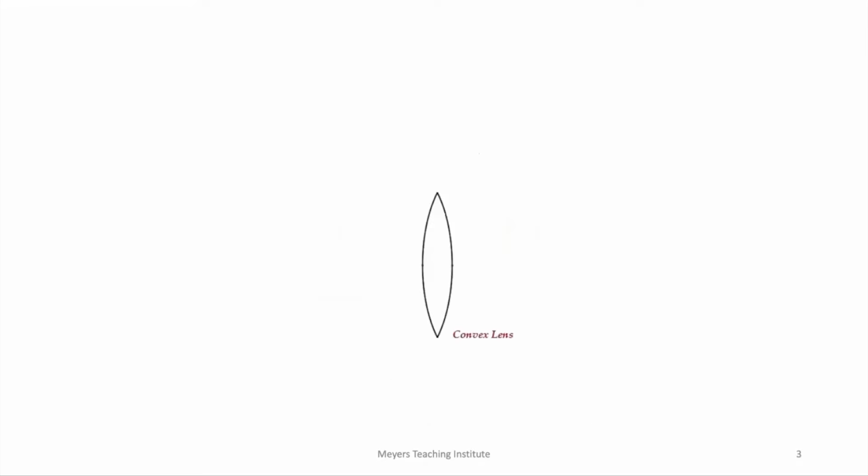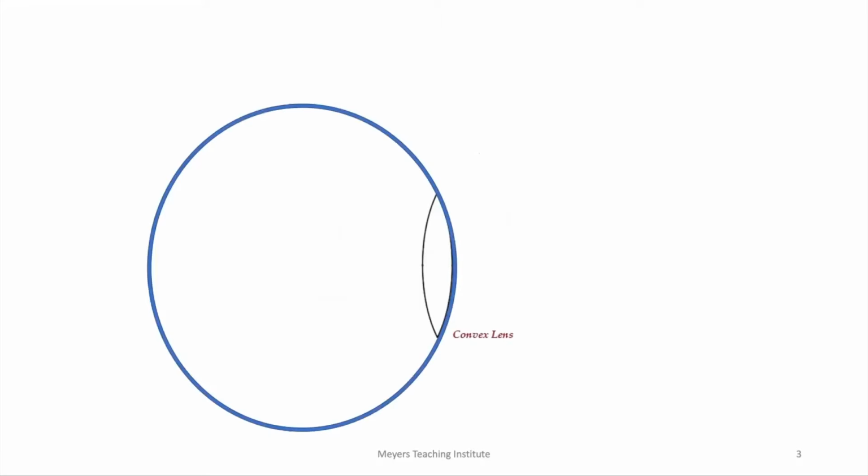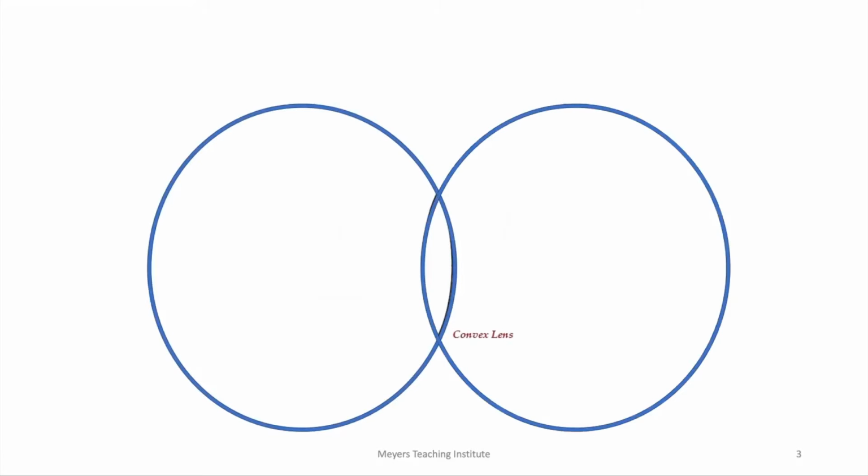But in order to understand it, I would like you to visualize this. I would like you to look at a convex lens like it is made up of two circles like this, which are intersecting at some point that gives us the representation of the convex lens. So therefore, each of these will have their own centers.